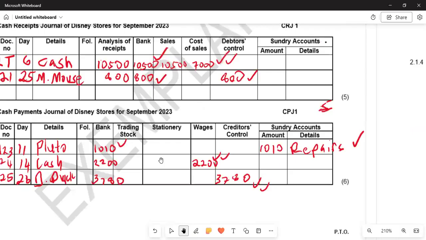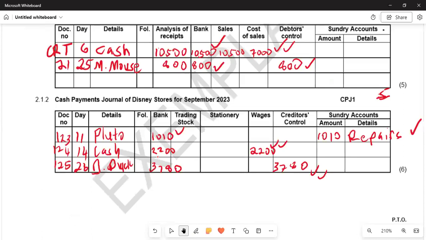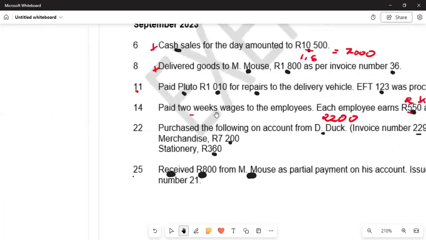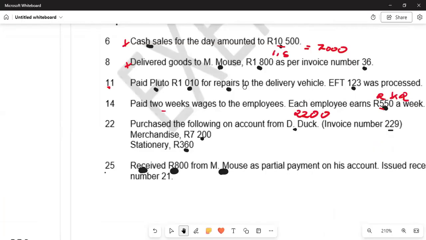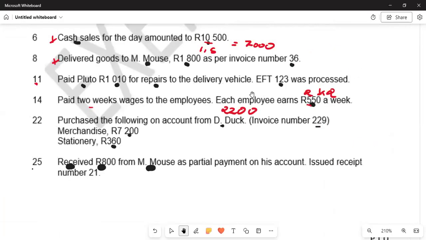So we are going to say document 124 on the 14th, our details with cash, because we are going to pay them with cash. So the money is going to come straight from the bank. And then what are we paying for? We are paying commodity. Then we go again to our transactions that are given and see what we have that can go under cash payment again. As you can see, they say purchase the following on account from DD on invoice number 29. It has nothing to do with the cash payment journal. Received 800, we have already treated it, because that one went to the cash receipts journal.